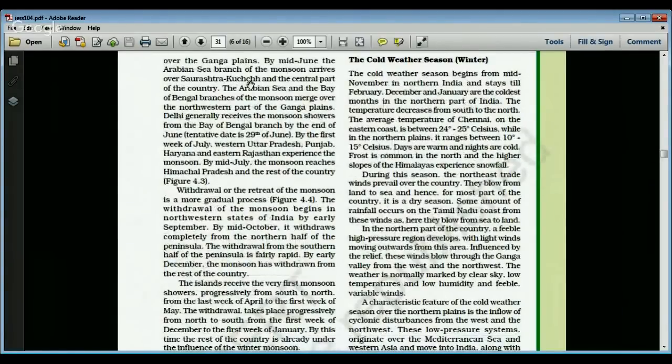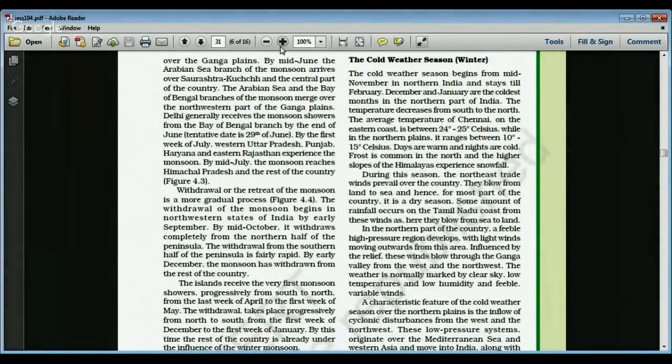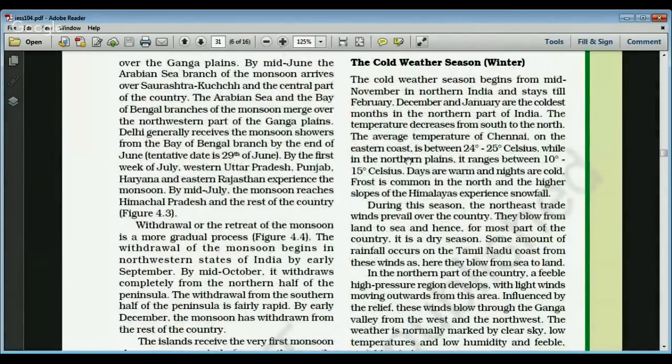So this cold weather season is also known as the winter, and this cold weather season actually begins from mid-November in North India and it stays till February. December and January are the coldest months in the northern part of India, and temperature decreases from the south to the north. The average temperature of Chennai on the eastern coast is around 24 to 25 degrees Celsius. But in the northern part, it may reach up to 10 degrees or even below 10 degrees Celsius.